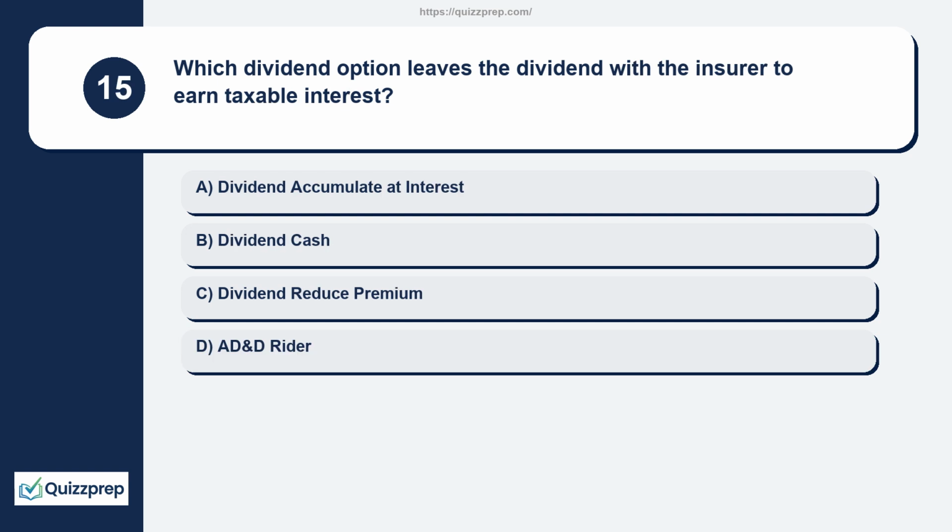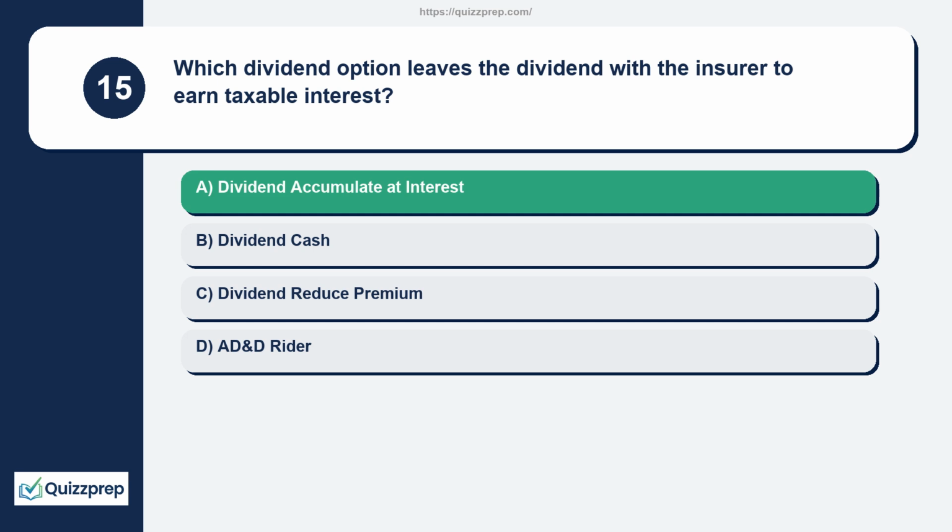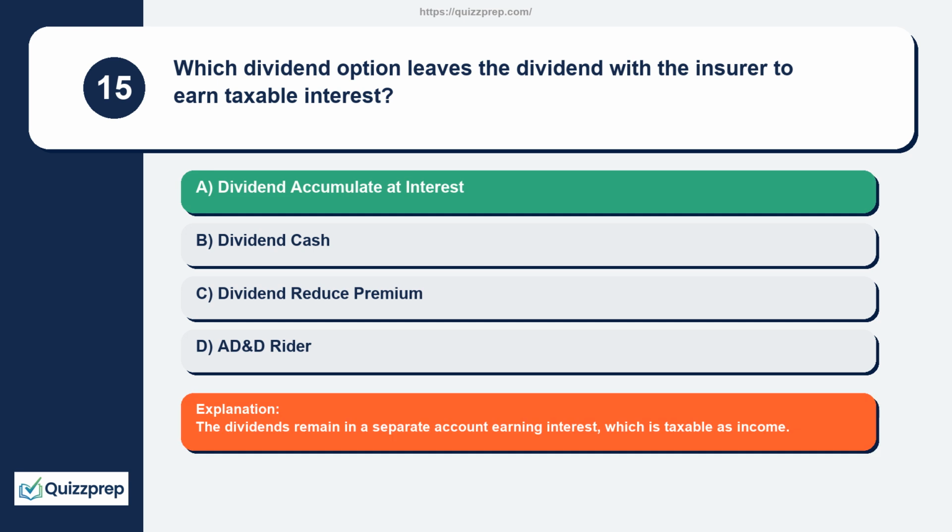Question 15. Which dividend option leaves the dividend with the insurer to earn taxable interest? Dividend accumulated interest, dividend cash, dividend reduce premium, add-ND rider. The dividends remain in a separate account earning interest, which is taxable as income.